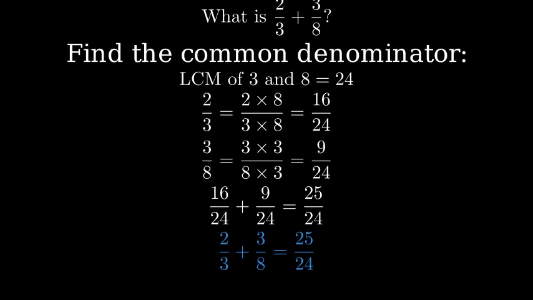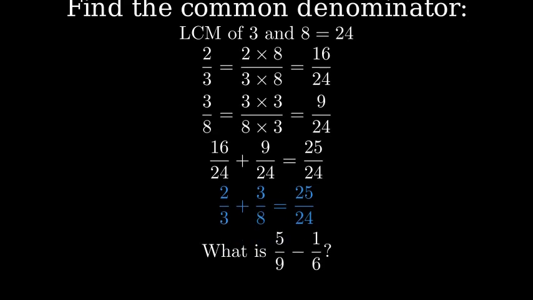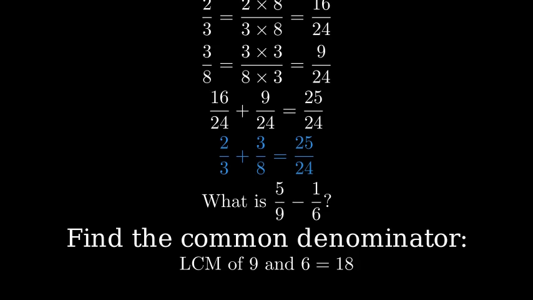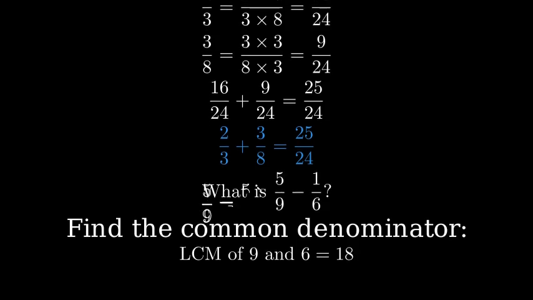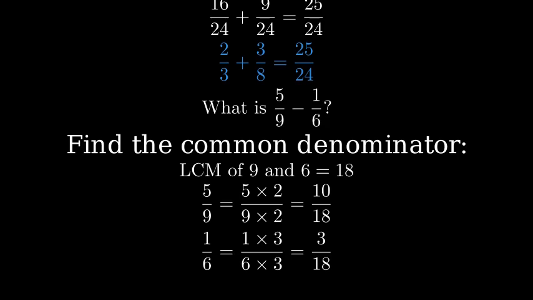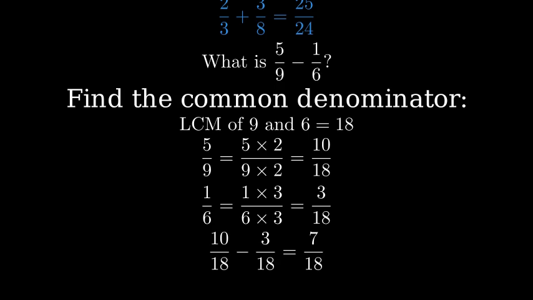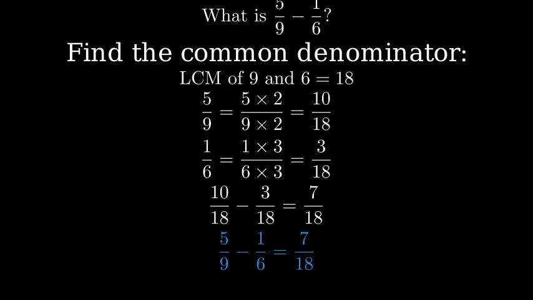Next, let's tackle subtraction. What is 5/9 minus 1/6? Again, we need a common denominator. The lowest common multiple of 9 and 6 is 18. Let's convert. 5/9 equals 10/18. 1/6 equals 3/18. Subtracting, we get 10/18 minus 3/18 equals 7/18. So 5/9 minus 1/6 equals 7/18.